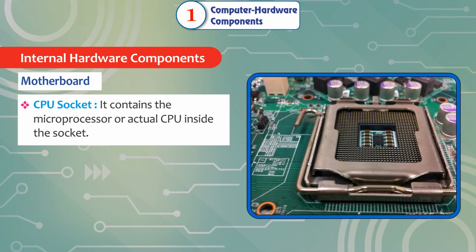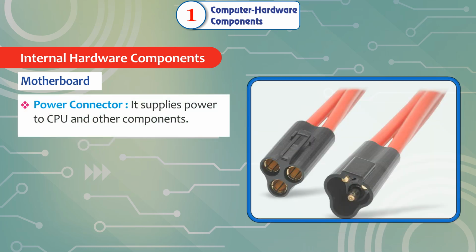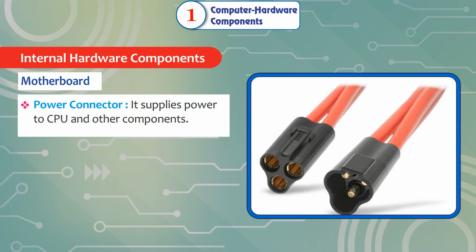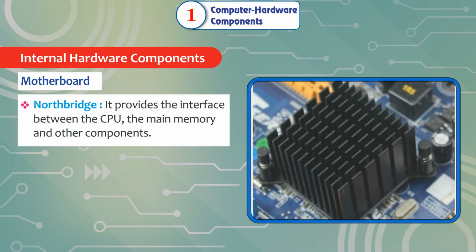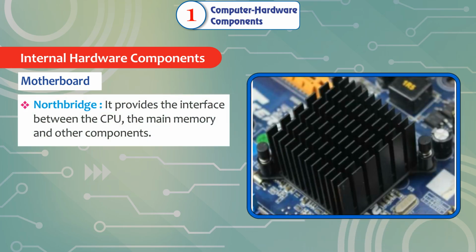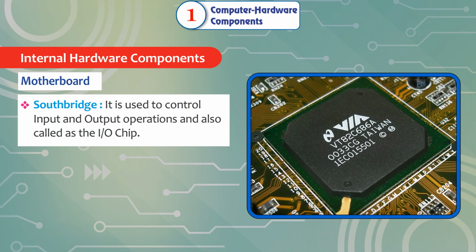CPU socket. It contains the microprocessor or actual CPU inside the socket. Power connector. It supplies power to CPU and other components. North bridge. It provides the interface between the CPU, the main memory and other components. South bridge. It is used to control input and output operations and is also called the I/O chip.